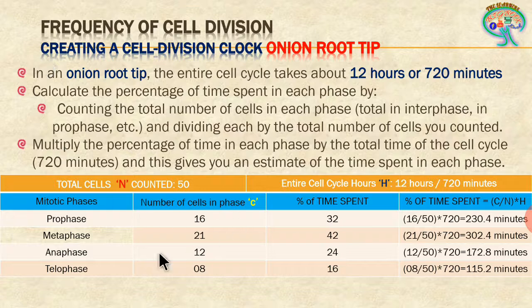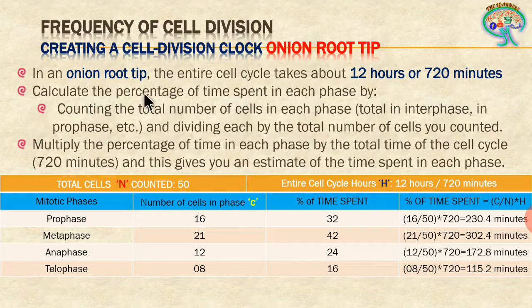Here we have performed the experiment. So here we are creating a cell division clock for onion root tip dividing cells. We are going to consider the onion root tip, where the entire cell cycle takes about 12 hours, that is 720 minutes.